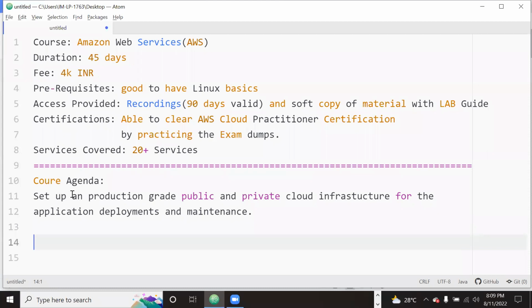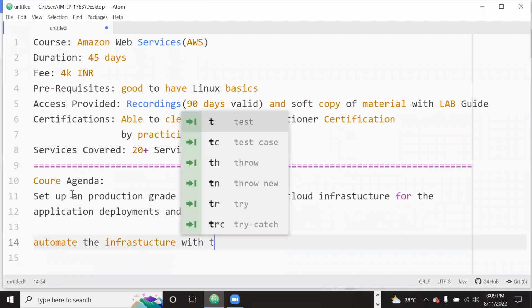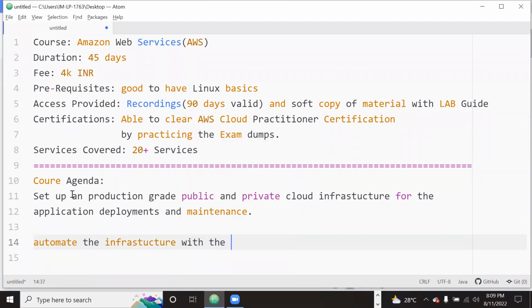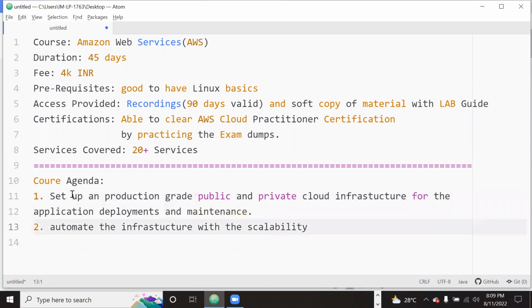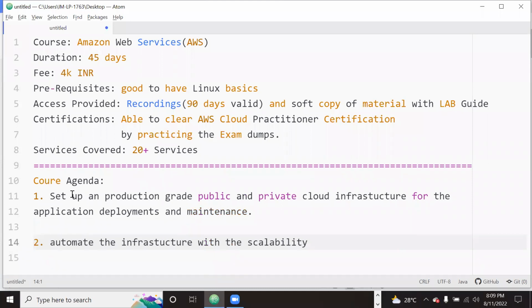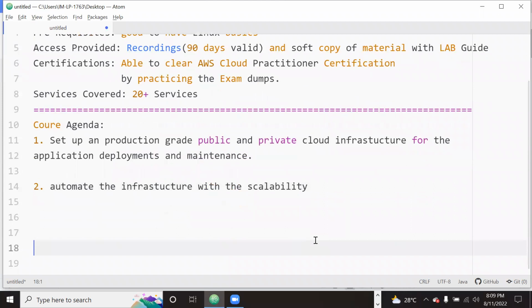The next agenda is to automate the infrastructure with scalability. This is the second agenda. Maybe these terms are a little new for you at this moment, but I will explain what the agenda means in a moment. So let me first explain why I have written this agenda and what its meaning is.